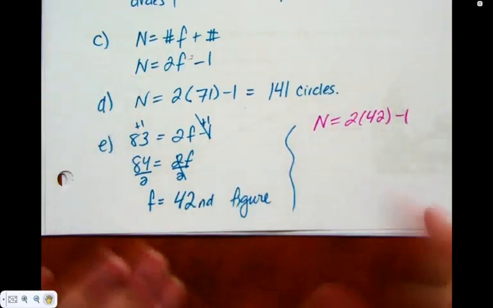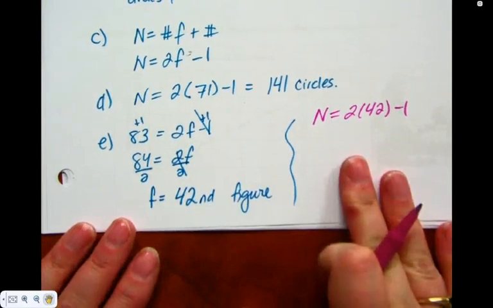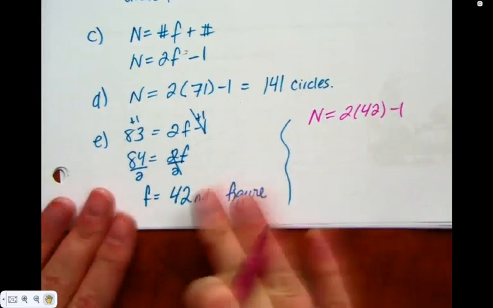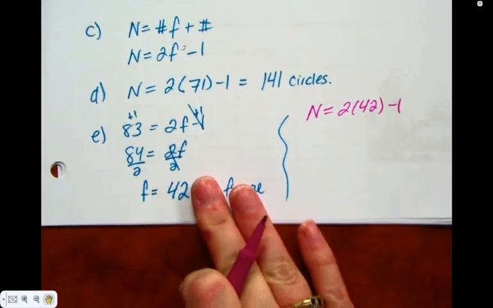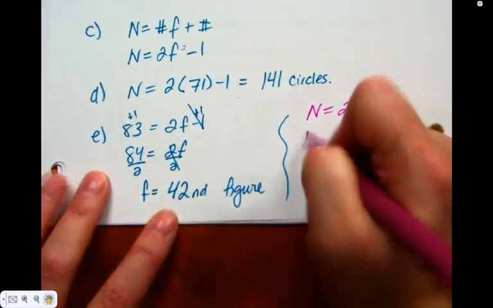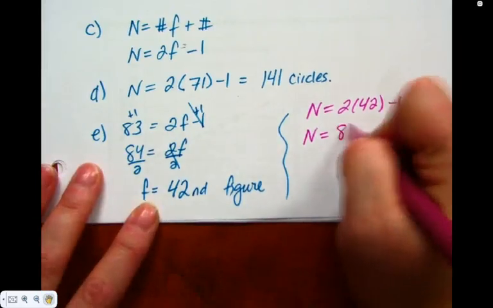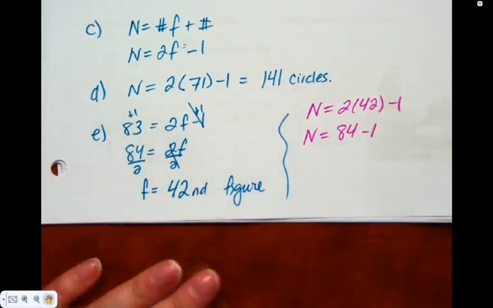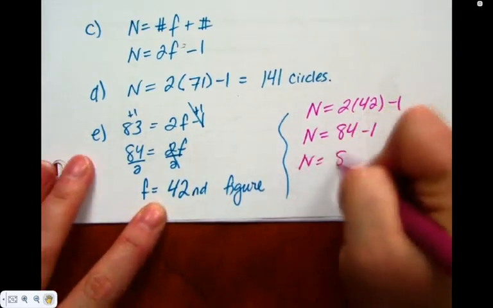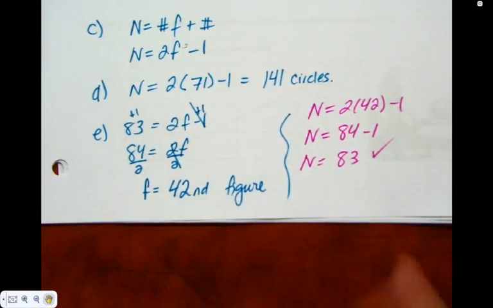And what should n be? So what are we checking over here? 83. It should be 83. If we've done our math correct, we should come out to be 83. So 2 times 42, 84 minus 1, 83. That's when it says verify your solution. That's what you're doing, just to double check to make sure the question's correct.